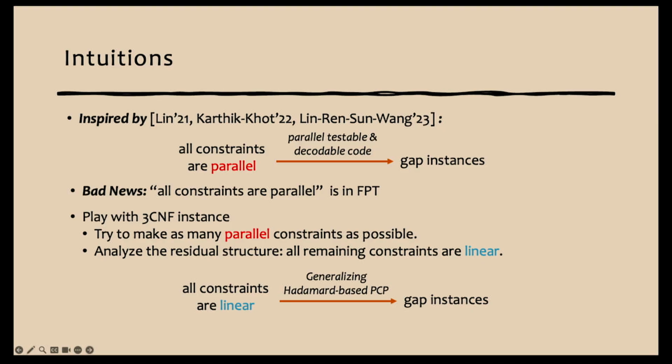Linear constraints are also very good because they are a good fit for the Hadamard code, and we just generalize the classic Hadamard code-based PCP, and we can also create a gap. But vector-valued CSP is a mixture of parallel constraints and linear constraints. So we have reductions for each type of constraint. We just combine them into one reduction, and then we prove PIH.